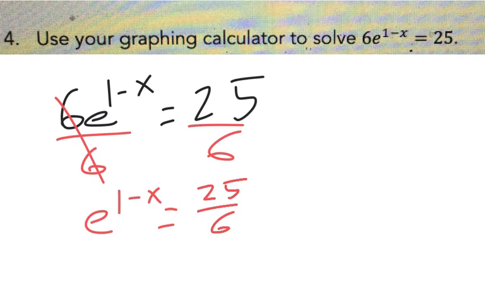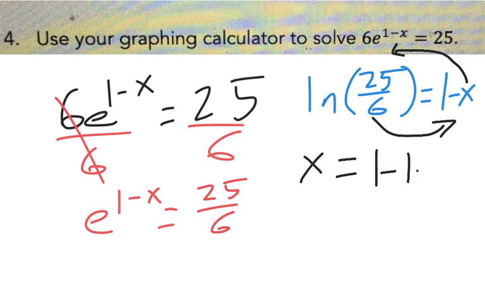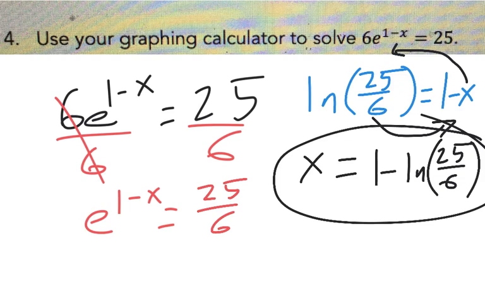The way I can get it out of the exponent is to rewrite this as a logarithm. This is log base e, or natural log, of the answer equals the exponent, and then solve. So I would move the x over so it becomes positive, and then I would move the log over so it becomes negative. And that's an exact answer. So while they use a graphing calculator to do it, I want to show you that that's not the only way. You could still find an answer algebraically. You need to know both methods, I guess is my point.